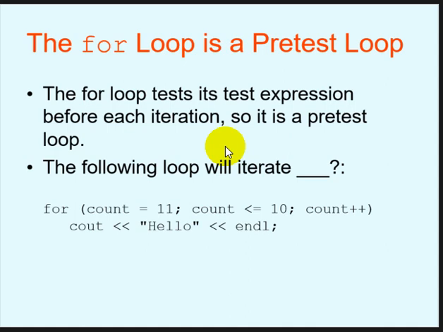A for loop is a pretest loop, so it will never execute when the condition is initially false. Remember, in a pretest loop the number of iterations can be 0, while in a post-test loop the minimum number of iterations is 1. What is meant by minimum iterations? It means that even if the condition is initially false, it will execute once. But a pre-test loop won't execute a single time if the condition is false.